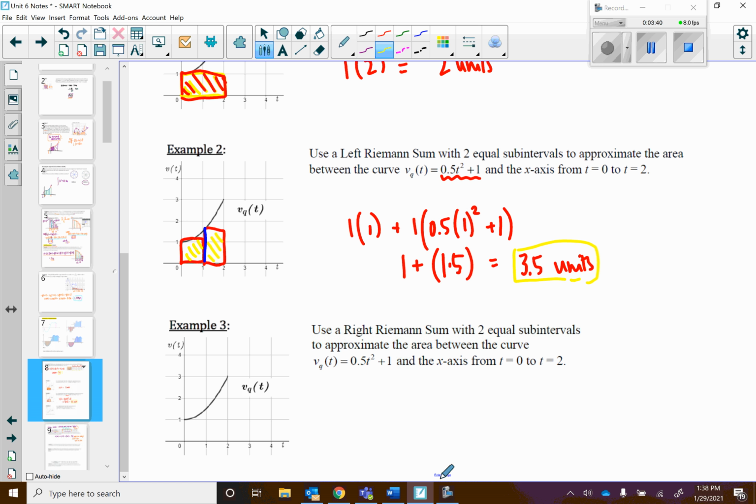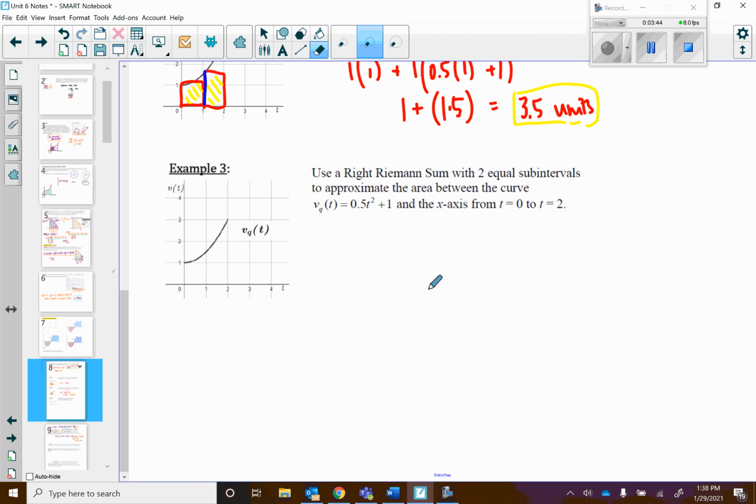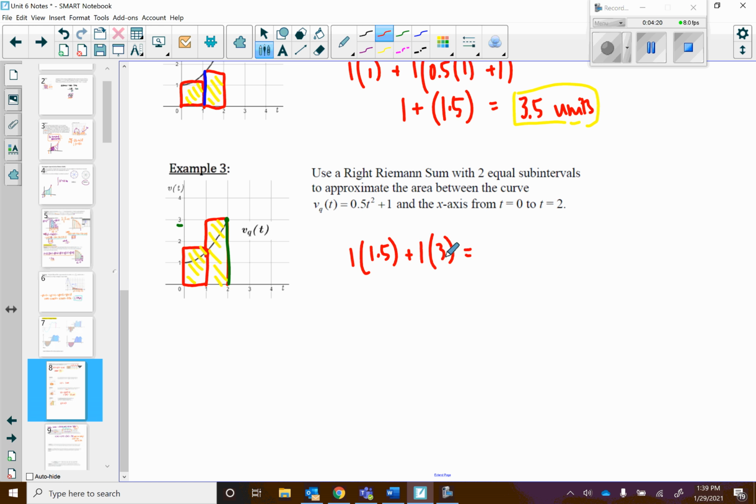And then let's look at the last case. They want us to find a right Riemann sum with 2 subintervals to approximate our area. So in this case, I'm drawing my rectangles where the right corner hits the function. And I am looking for these 2 areas. I know my width is 1 times a height. We just found this is 1.5, right? Because that's f of 1. And I can see very clearly that this height is 3. So I'm going to say plus 1 times 3. 1.5 plus 3 is 4.5 units. And this is definitely an overestimate, right? And that's okay, because that's really it.